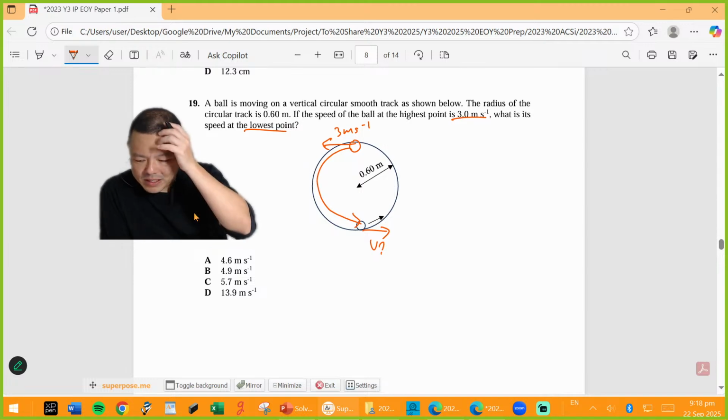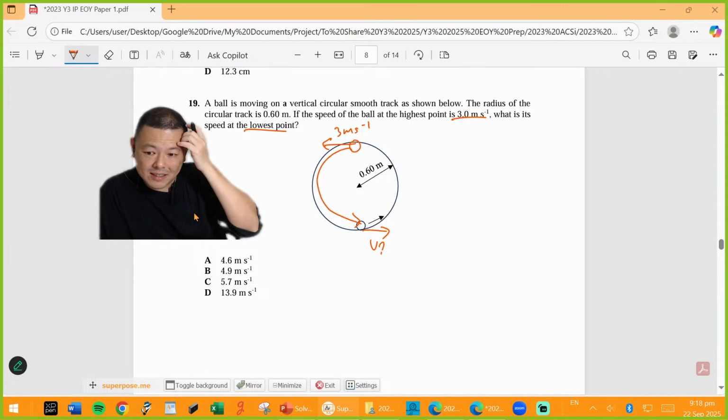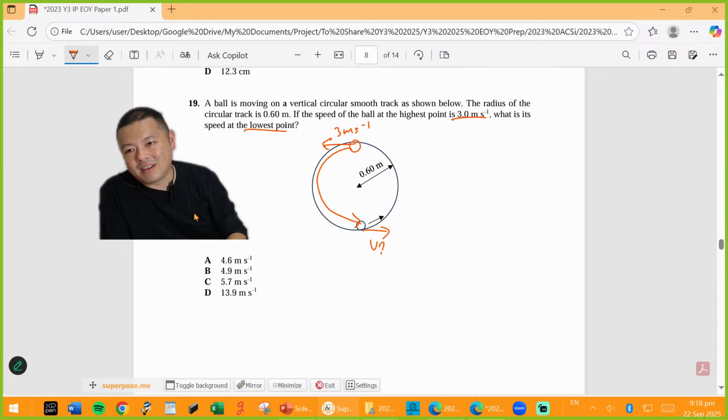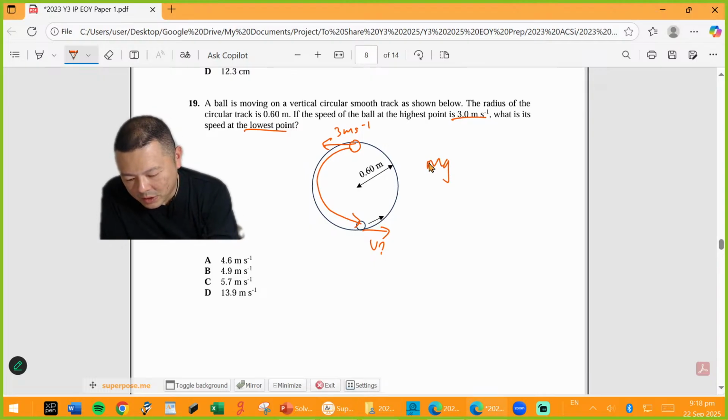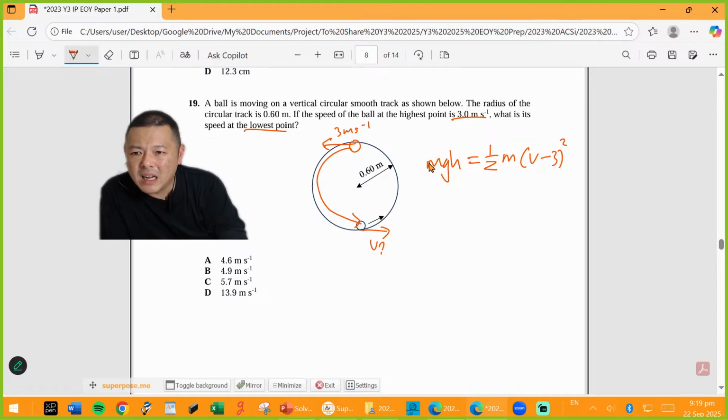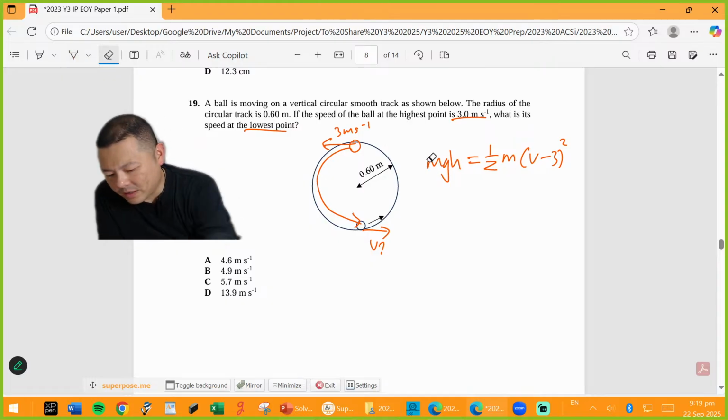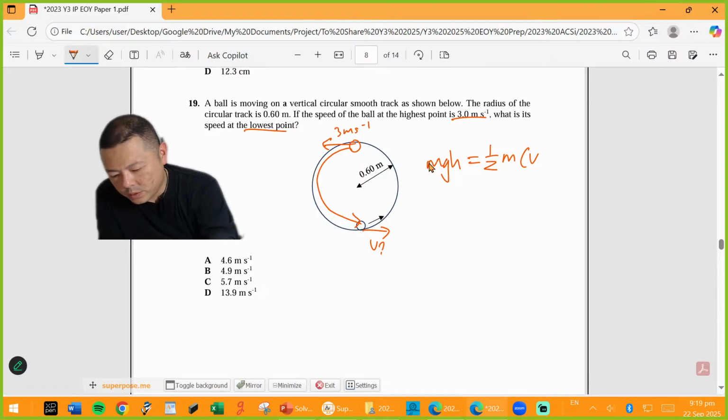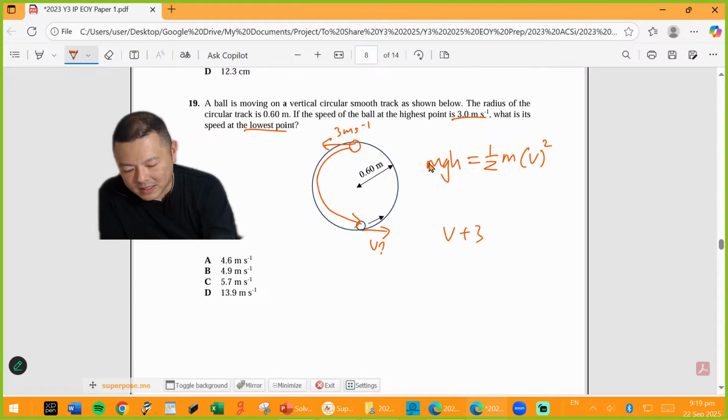Okay, good. So did you try working here? You did, but you got it wrong. Okay, all right. Let me guess what you might have done. Did you do this? mgh equals half m (v minus 3) squared. Did you do that? Okay, hang on. So you did mgh equals half mv squared, then you took the v and then plus 3, is it? Did you do something like that?